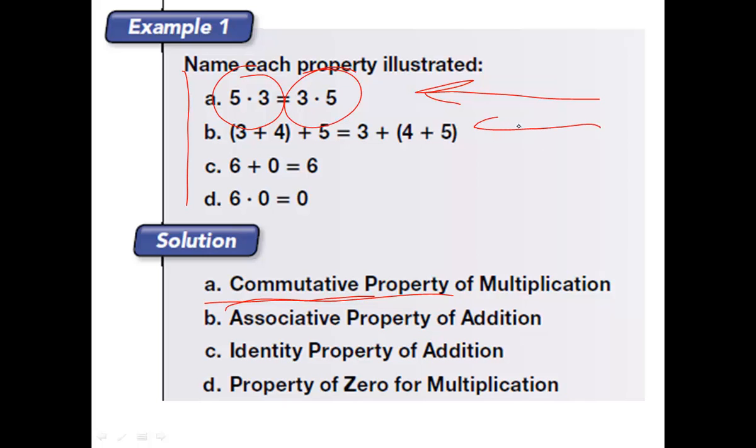The second one down in B, we're not scrambling the numbers. We're just changing what operations we do first. Here we're adding the 3 and the 4 first. Here we're adding the 4 and the 5 first. So we're associating them differently. We're not scrambling them up. That's the associative property of addition. In C, we have 6 plus 0 equals 6. That's the identity property of addition. And 6 times 0 equals 0 is the property of 0 for multiplication. If you didn't get that right, rewind it, try it again.